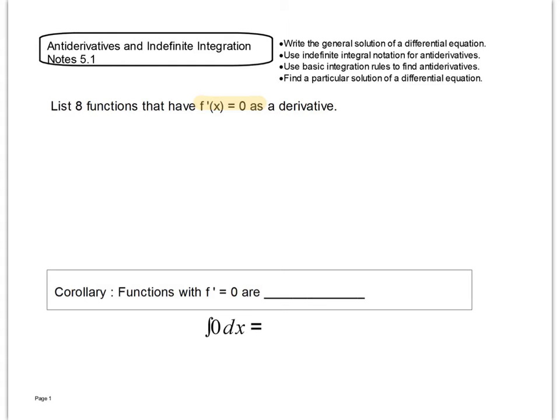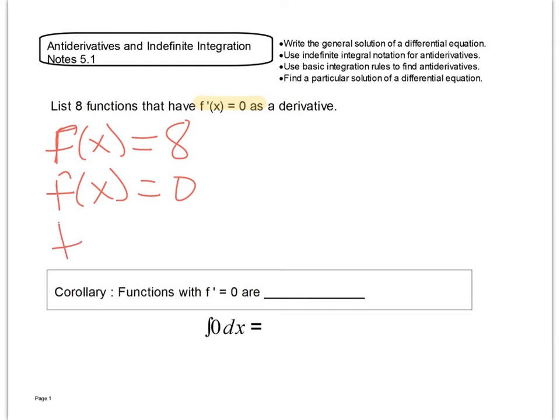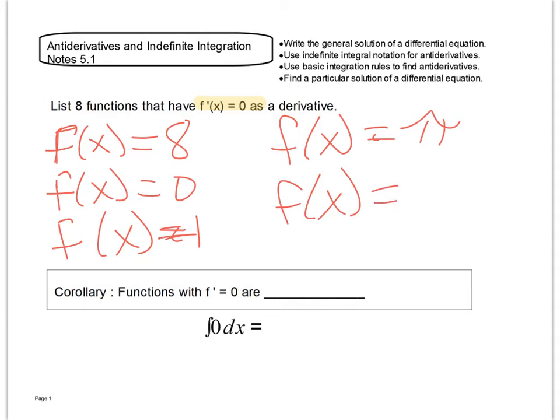All right, so I'm hoping you paused, and maybe one of your functions, I'm going to write a capital F, was, say, 8. Another possibility was 0. The derivative of 0 is 0, the derivative of 8 is 0. How about f of x equals 1? How about, let's get creative here, f of x equals pi, or f of x equals 10.23. So basically, as long as you have a constant function, then your derivative is 0. So the corollary down here says functions with f prime of 0 are constant.